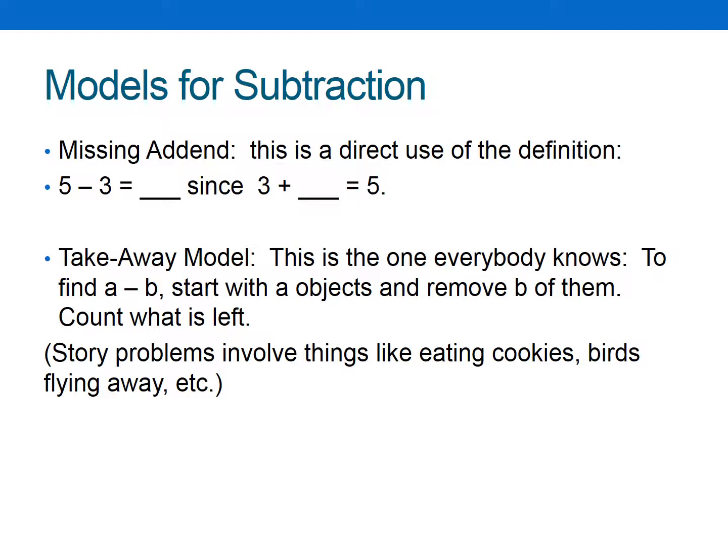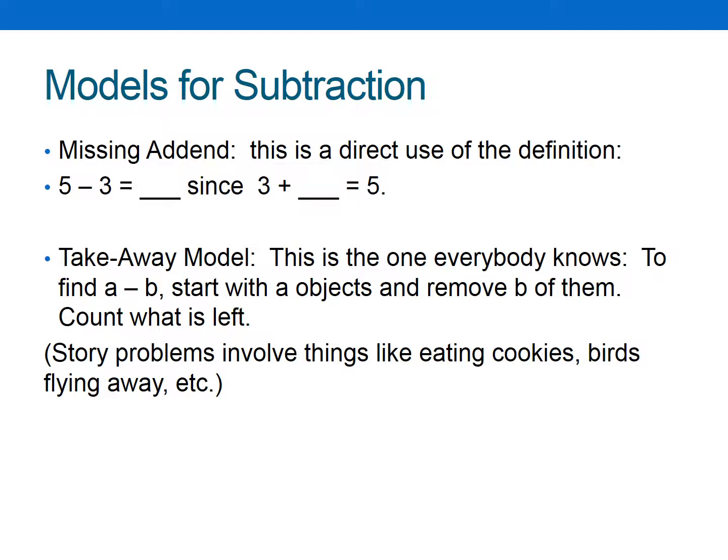And the takeaway model is the second one, and that's the one everybody remembers. The clue of a takeaway is how many are left, how many remain, how many do you still have. Those kinds of verbal cues tell you you're using the takeaway model. And it says A minus B, you take A things, and you're going to remove physically B of them and count what's remaining. So things like eating cookies. I had 3 cookies. My friend ate 2. How many do I have left?